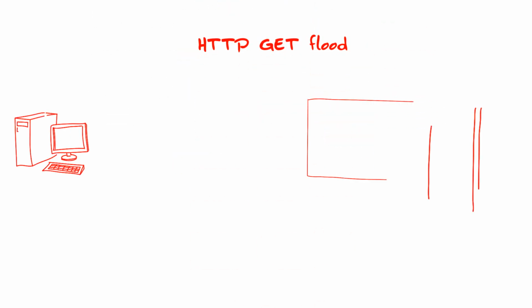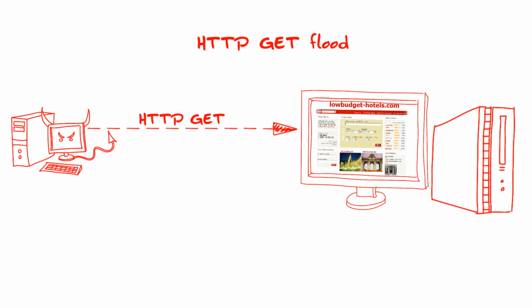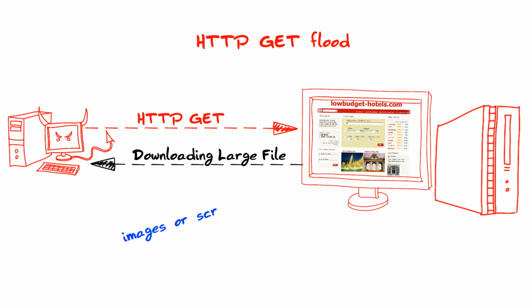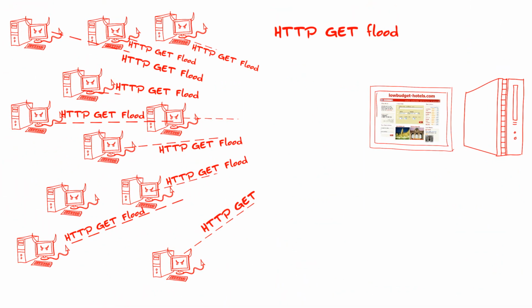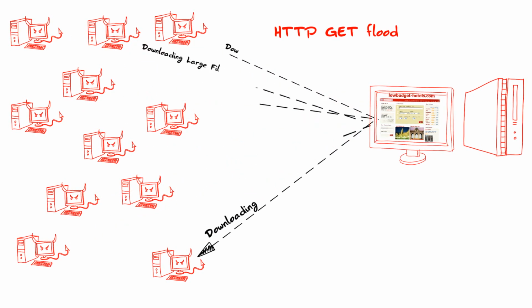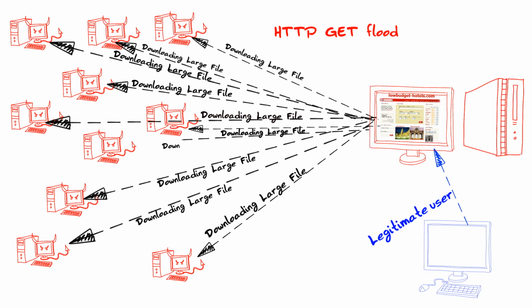In HTTP GET flood, the attacker attempts to receive a large amount of data using GET requests from the server. These requests attempt to download large files such as images or scripts from the web server. By launching a well-coordinated DDoS HTTP flood attack, the web servers of the victim become so busy handling the attacker's requests that they cannot process requests from legitimate users, hence achieving a denial of service.